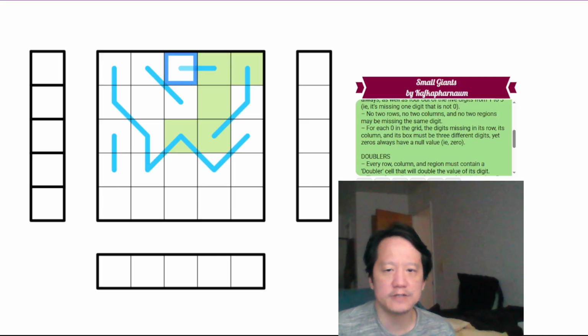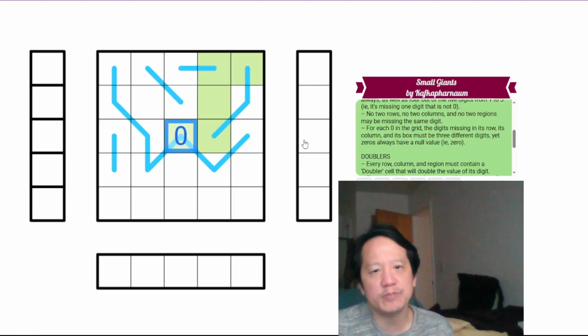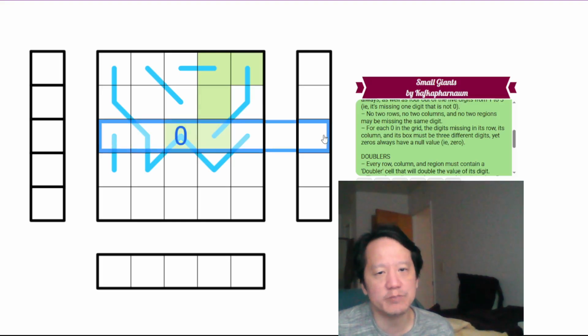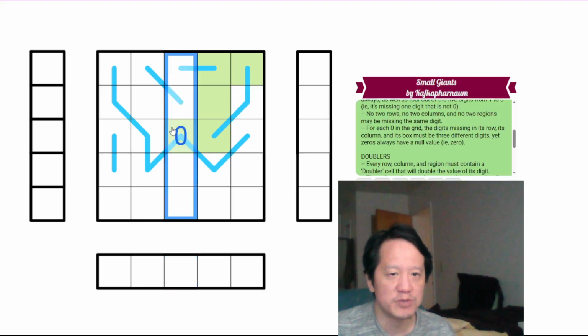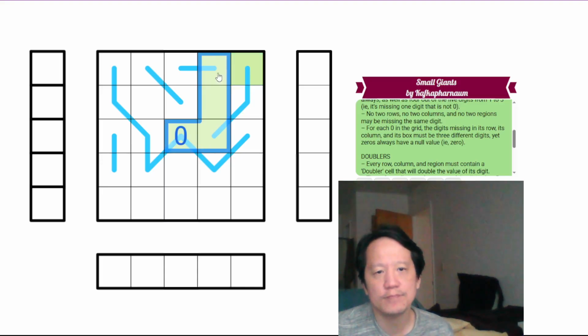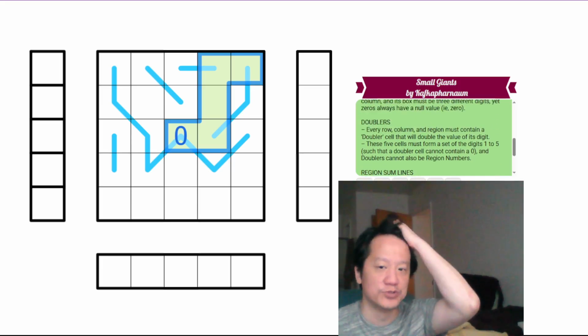So say we had a 0 here. Actually, let's have a 0 here. That would mean in its row, it has to be missing a different digit than the digit it's missing in its column, which must be a different digit than the one missing from its region. So that's the typical doppelganger rule set.